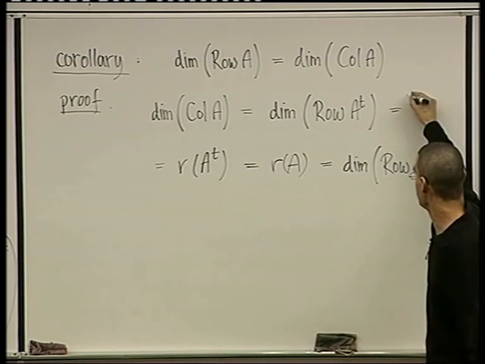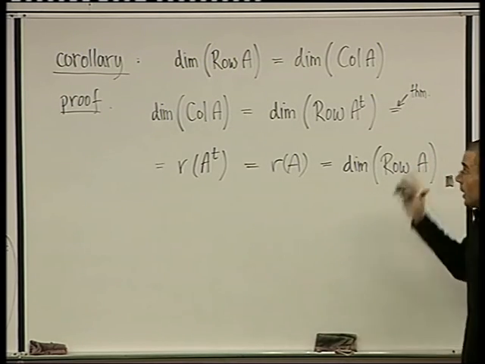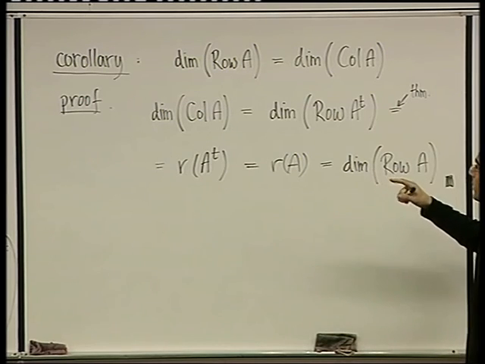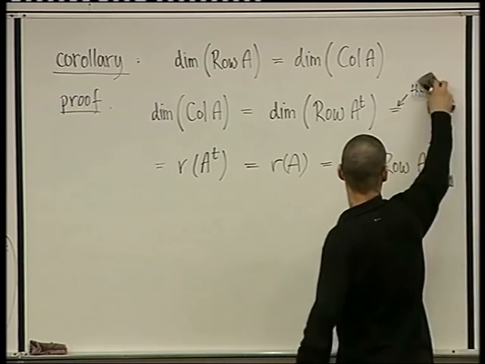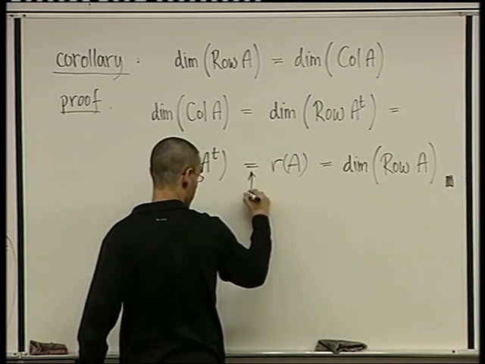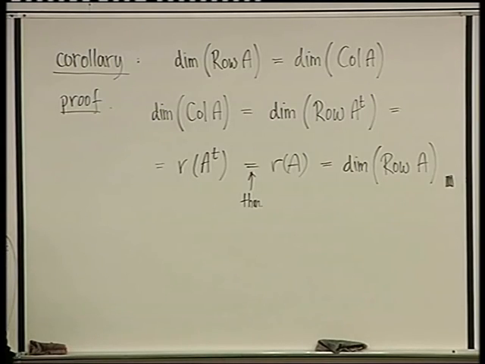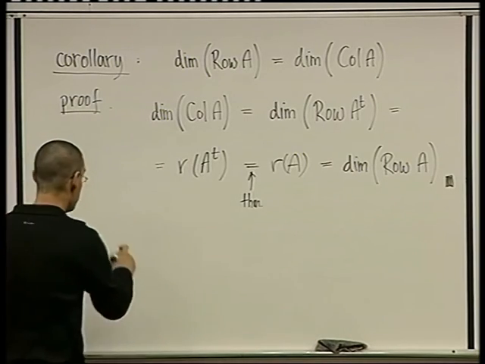Here's the theorem. This is where we used the theorem. No, sorry, not here. Here is where we used the theorem. Good? Everybody? Okay. And here's the example.